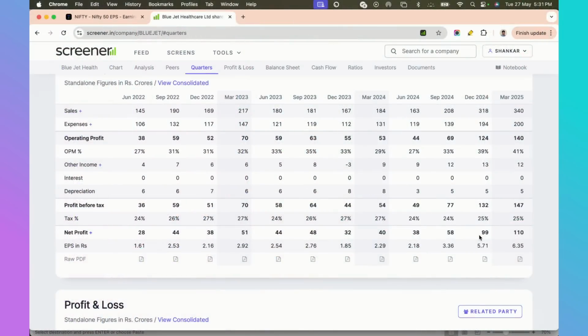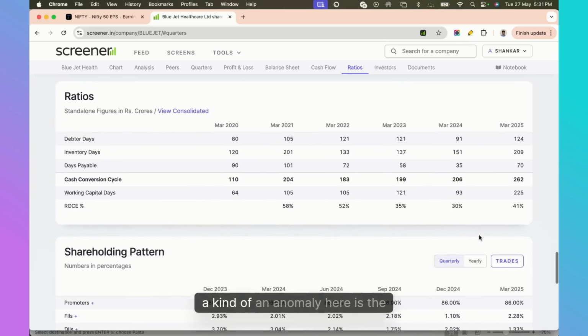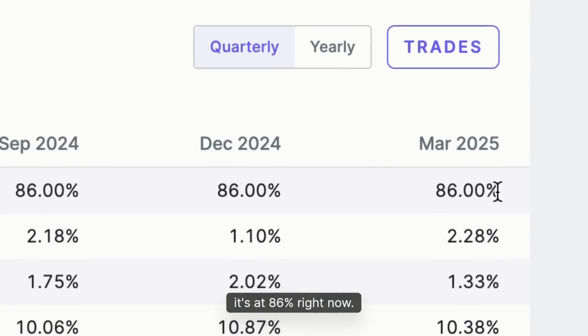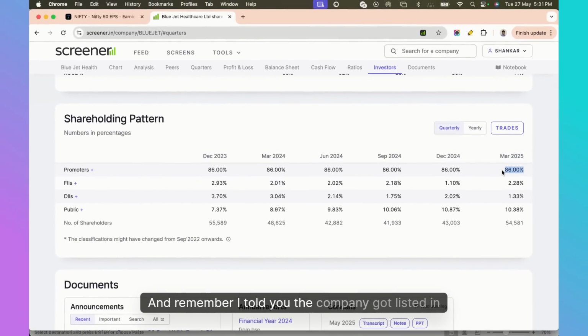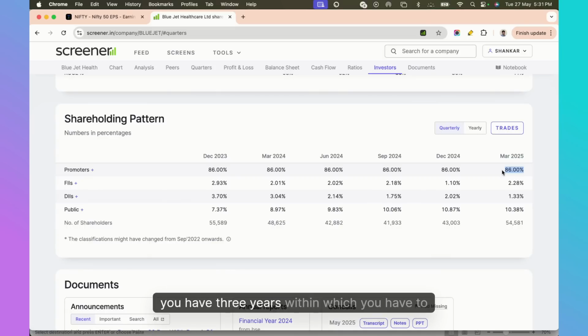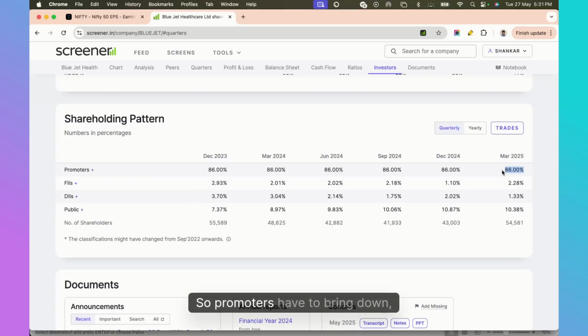So in the case of BlueJet, a kind of an anomaly here is the promoter shareholding. If you notice this, it's at 86% right now. And remember, I told you the company got listed in November of 2023. And the SEBI rules say that you have 3 years within which you have to bring down the shareholding to 75% or lower. So promoters, in the case of BlueJet Healthcare, have to bring it down by 11%.